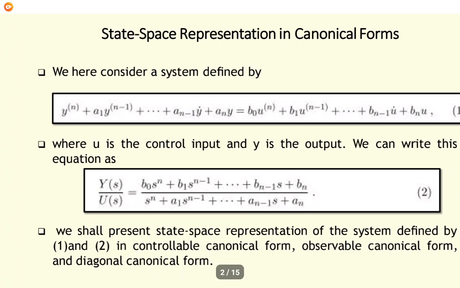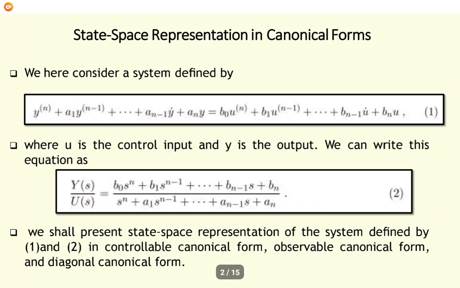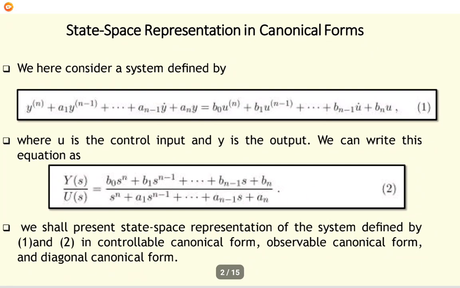Now see, the right hand side contains not only u, but the nth order of u: b0 u to the n plus b1 u to the n minus 1 plus and so on, plus bn minus 1 u dot plus bn into u. In such a way we can generate the system, where u is my control input and y is my output.